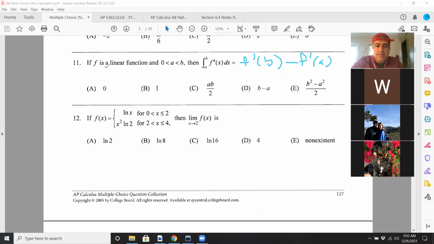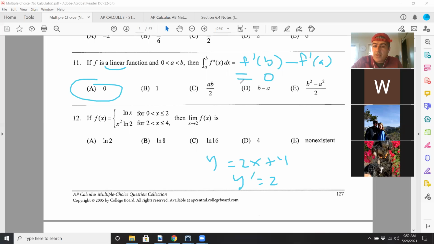Now you're told it's a linear function. So, for example, y equals 2x plus 4 could be a possibility, right? So the derivative, of course, is just a constant. So the derivative, regardless of whether you're plugging in b or a, is going to be a constant. So these are actually going to be identical to each other.